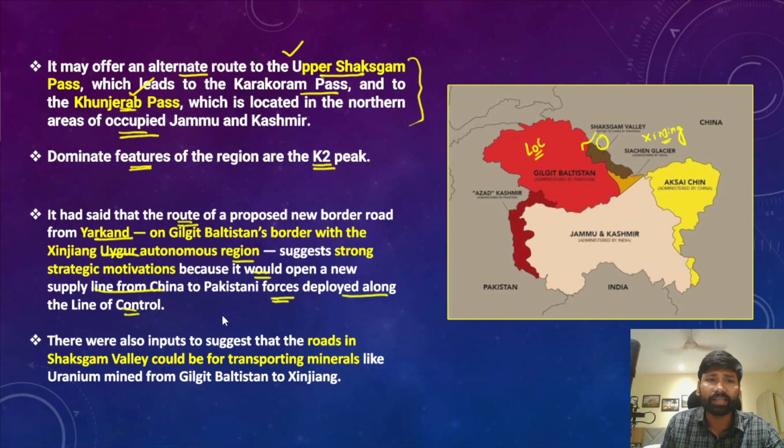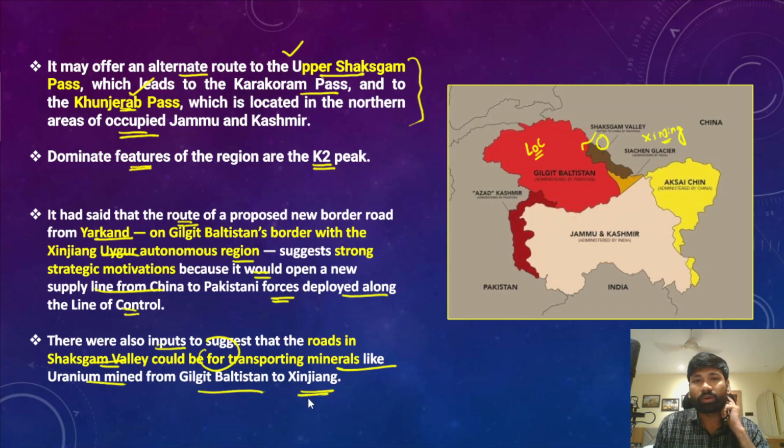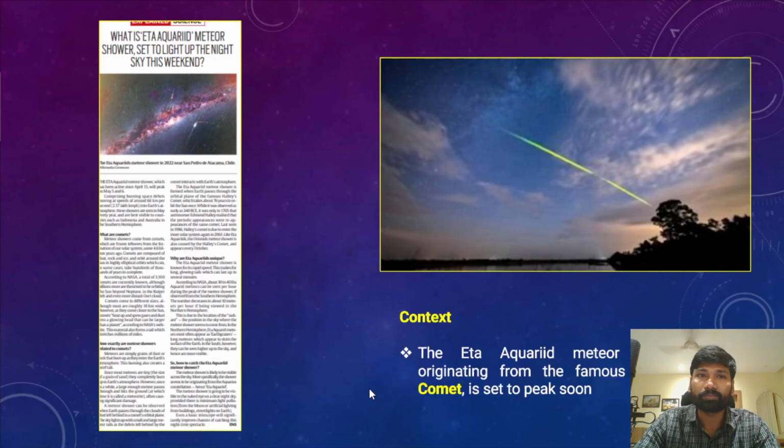Apart from that, there were also inputs suggesting that the roads in this Shaksgam Valley could be for transporting minerals like uranium mined from Gilgit-Baltistan to Xinjiang. For this particular purpose, the road is being illegally constructed by China in Pakistan occupied Kashmir, which is an integral part of India.